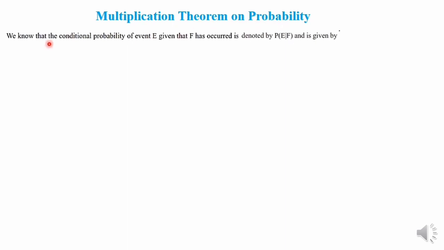Next we shall discuss the next concept, that is the multiplication theorem on probability. We have already learned that the conditional probability of event E given F has occurred is denoted by P of E given F and is given by the formula P of E given F is equal to P of E intersection F divided by P of F. This is the formula we have learned so far. When we cross multiply it, P of E intersection F is equal to P of F into P of E given F. Let's take it as equation number 1.